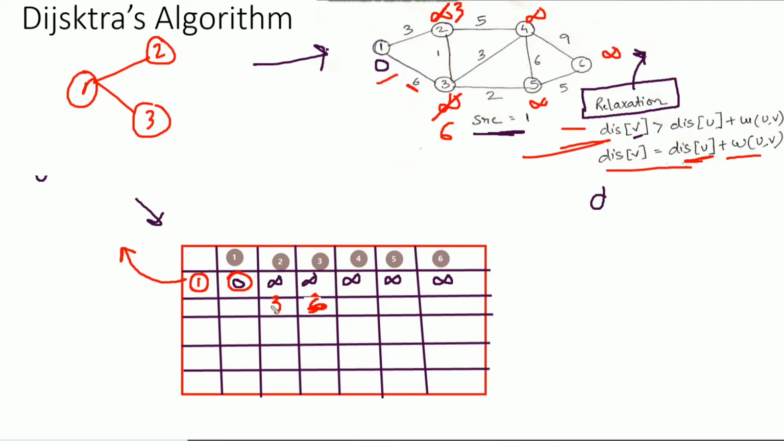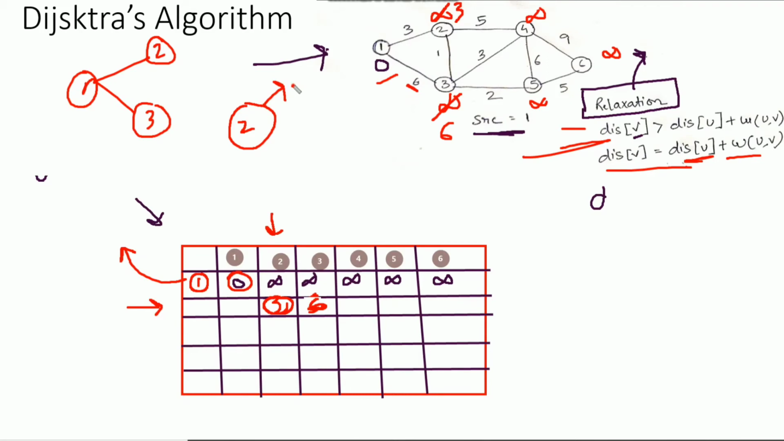Next, out of this we need to find the minimum value. So the minimum value in this row is what? It's 3. The vertex having the minimum value, I need to iterate its adjacent vertices and update the distance for the adjacent vertices using relaxation. So the minimum value is 3 for vertex 2.